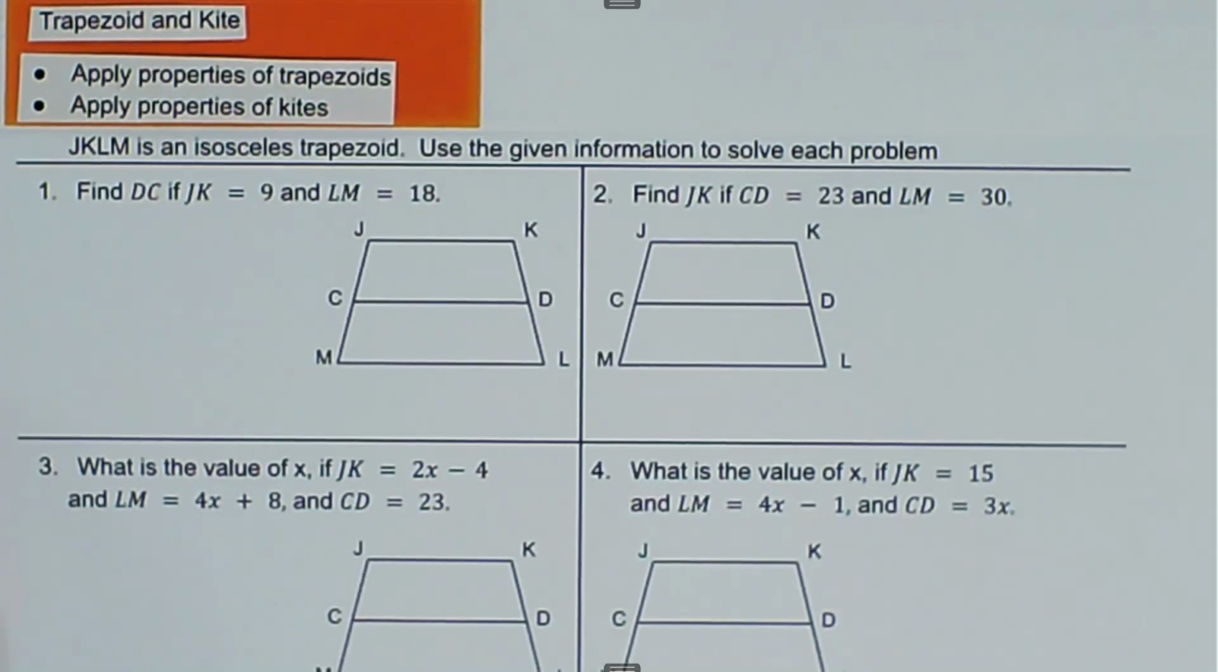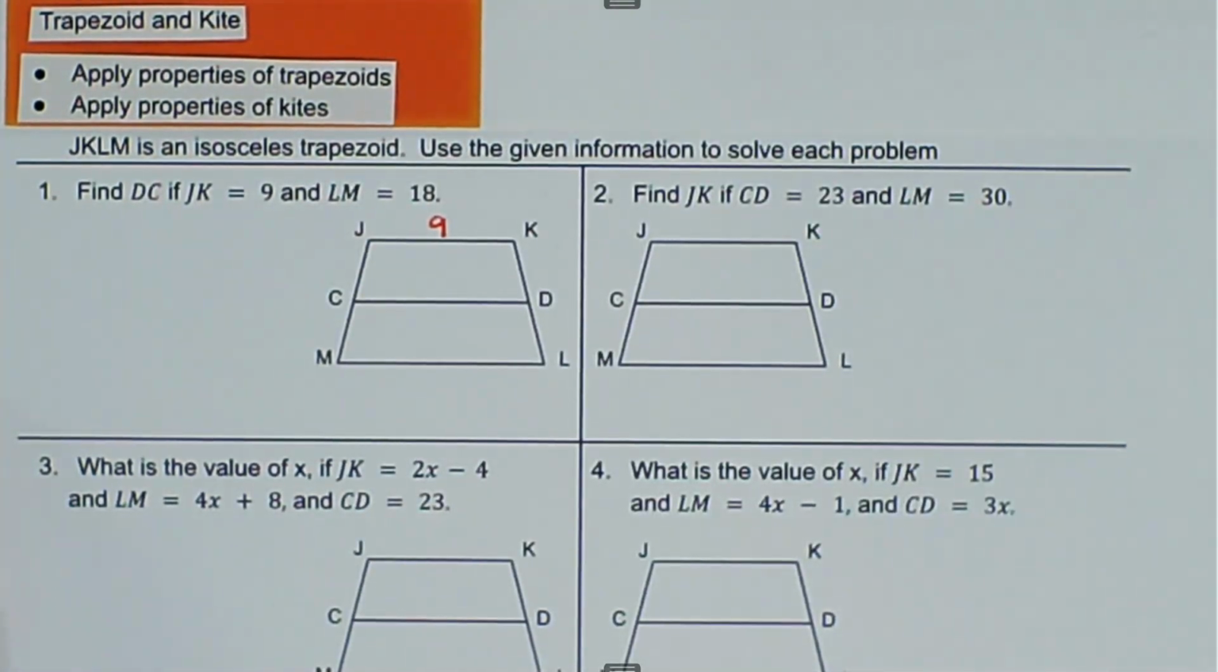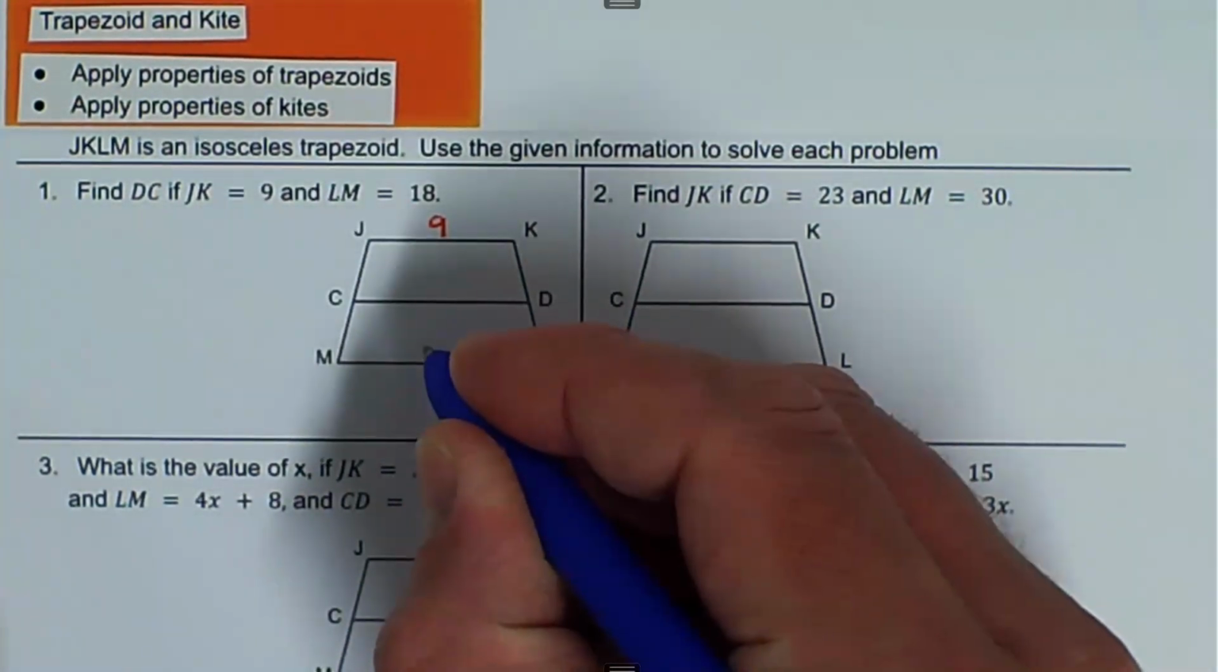We're talking about the shape of trapezoid, and in this example, we want to apply properties of trapezoids. JKLM is an isosceles trapezoid. Use given information to solve each problem. So in this case, it asks us to find DC if JK is equal to 9 and LM is equal to 18.